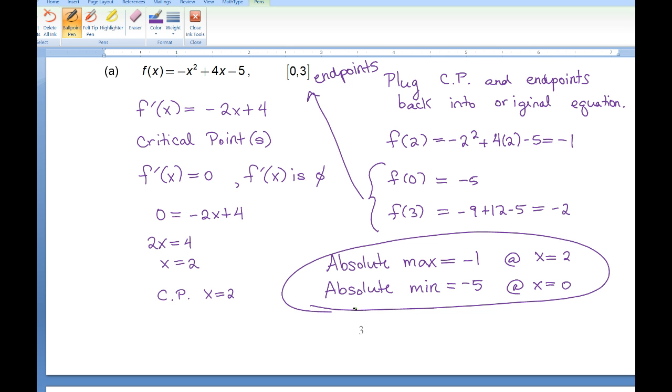When it asks for just the extreme values, like I said, just don't worry about the local maximums and minimums for this one.